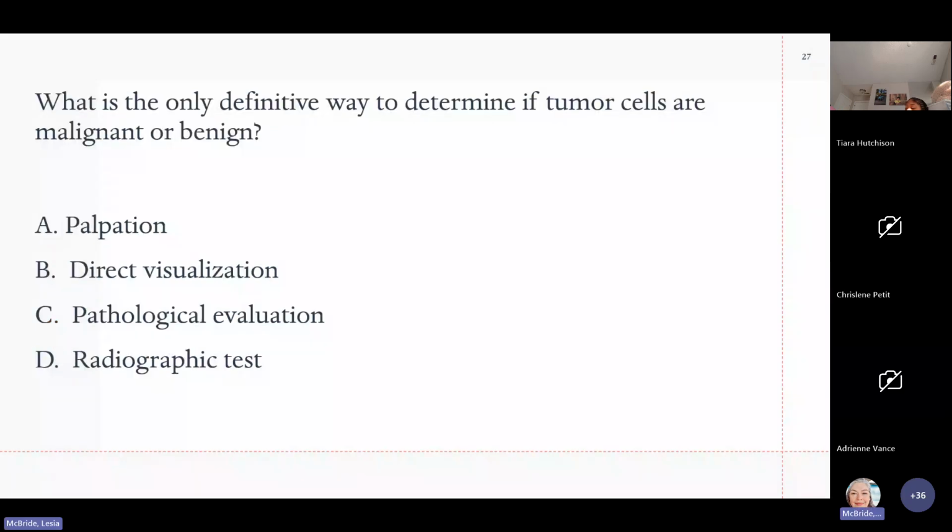What is the only definitive way to determine if tumor cells are malignant or benign?